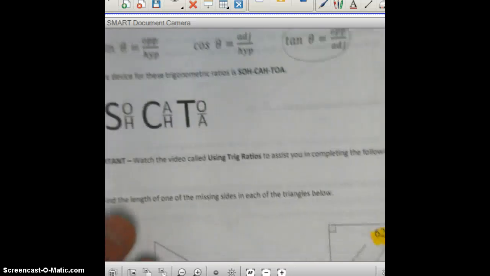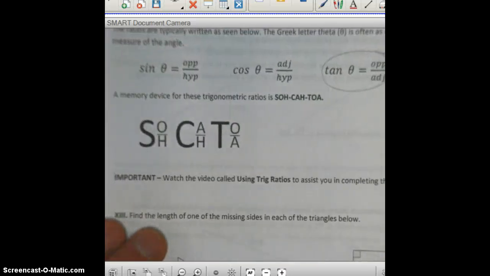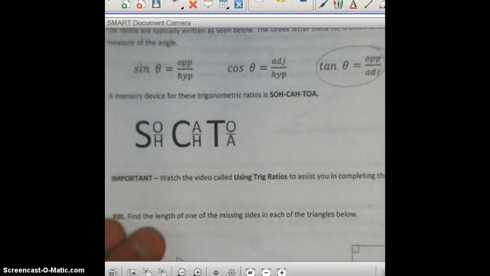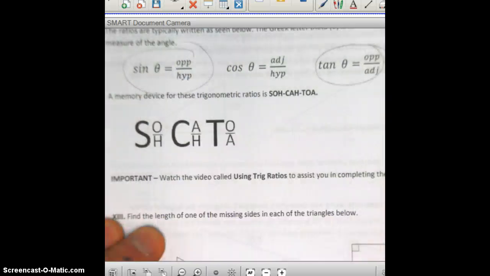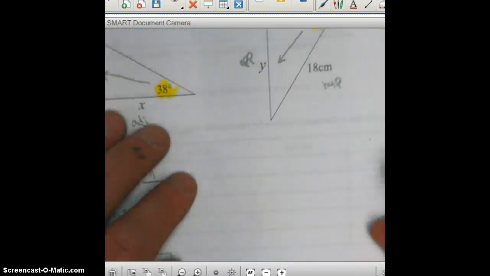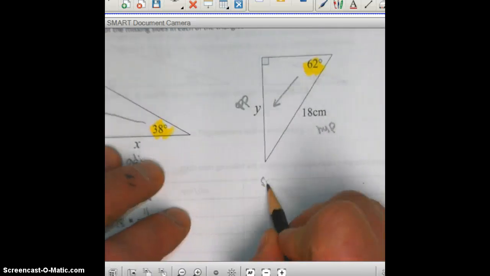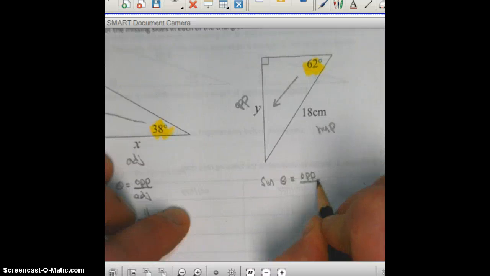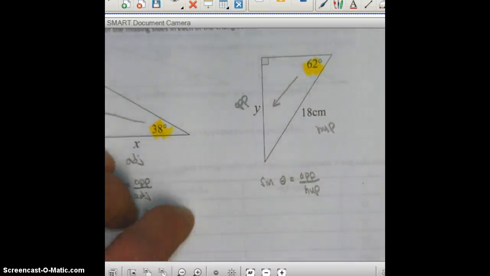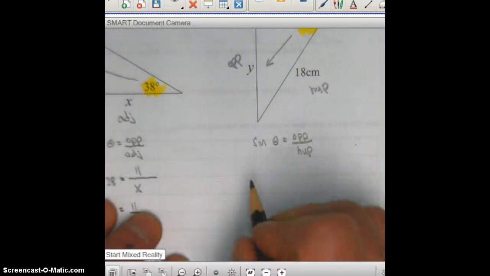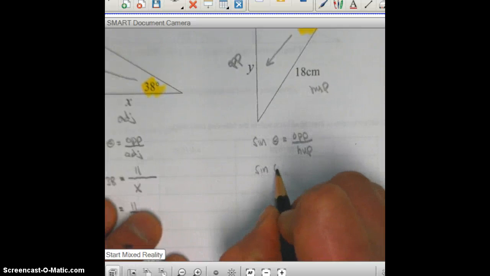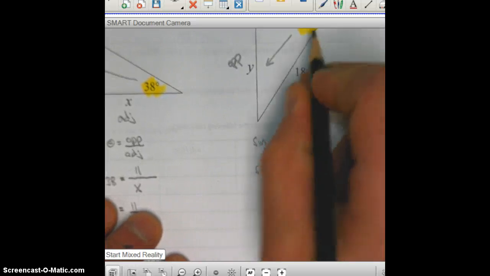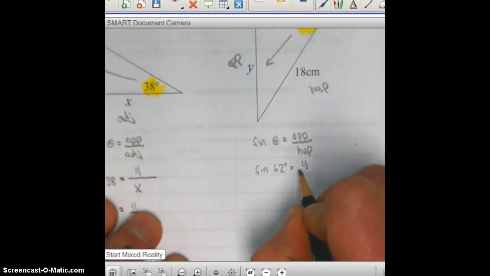So you're going to come up here to your formulas, and you're going to say which formula uses opposite and hypotenuse, and the formula that uses opposite and hypotenuse is the sine. So you're going to come back down, copy that formula down, so that it says the sine of theta is equal to the opposite over the hypotenuse. So in this case, we know that we have the sine of 62 degrees, and that's going to be equal to an opposite value of y over a hypotenuse of 18.